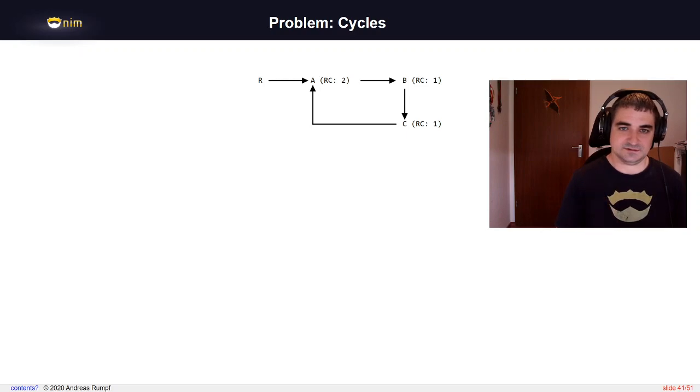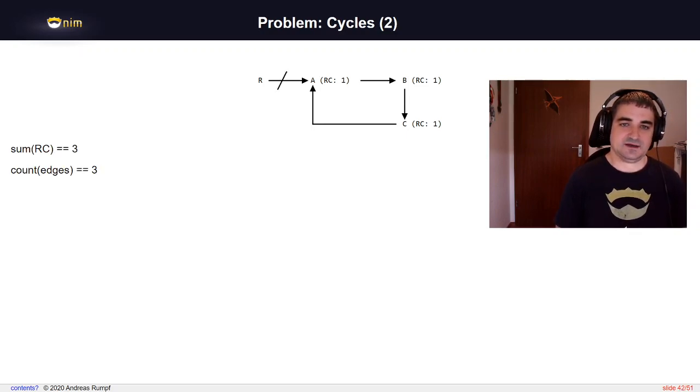So here is the simple cycle. A refers to B, and B refers to C, and C refers back to A. And we have a root pointing to A, so A's reference count is 2, and the other nodes have 1. Now let's assume the root disappears. A's reference count is 1, B's is 1, C's is 1. So we have a garbage cycle, yet those mechanisms don't work, so it's not freed. We leak this cycle.